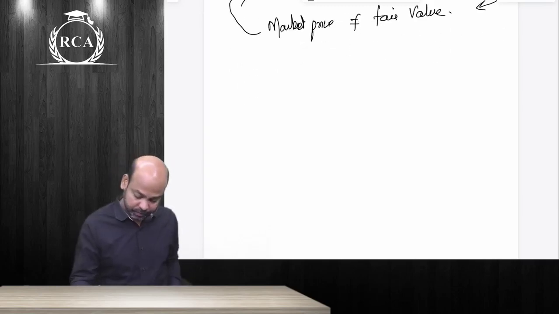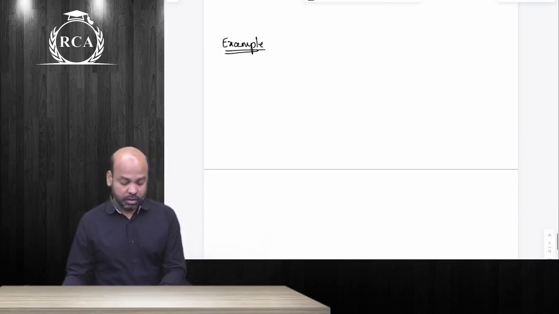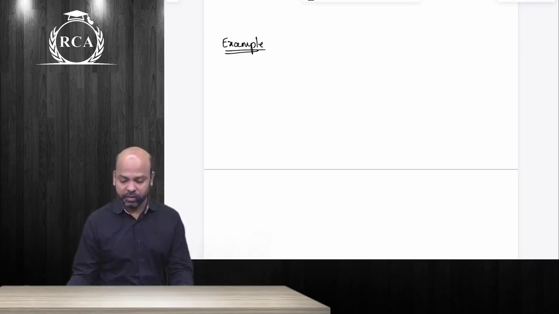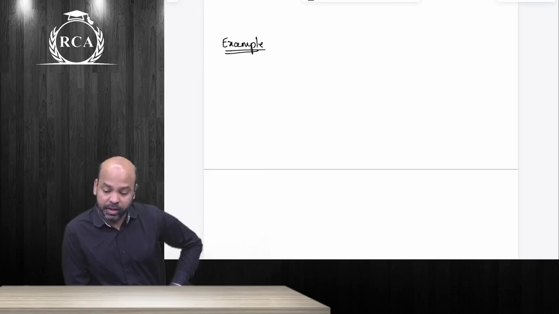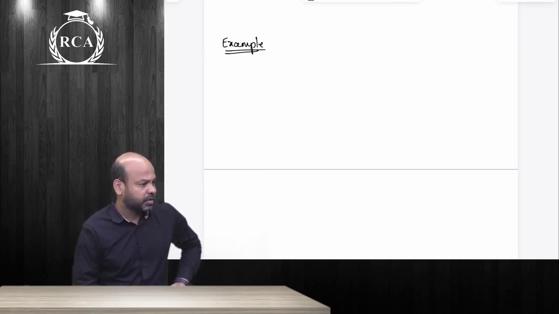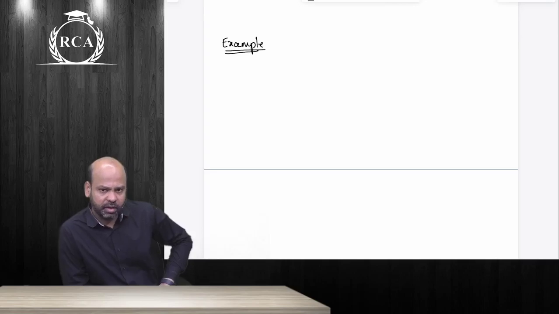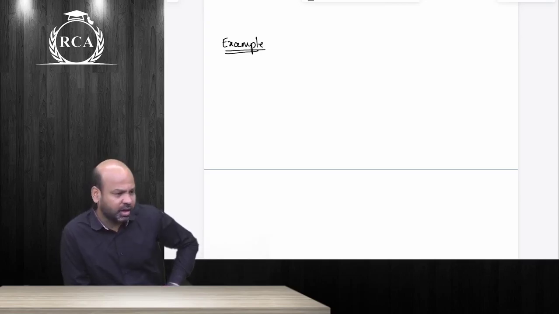Example. 11% debentures of 1000 rupees each with a maturity of 5 years is trading at 960 rupees.